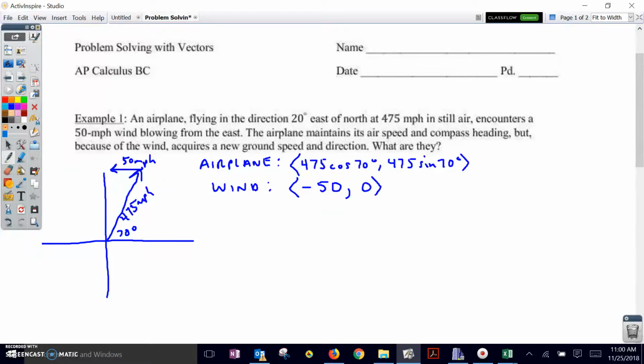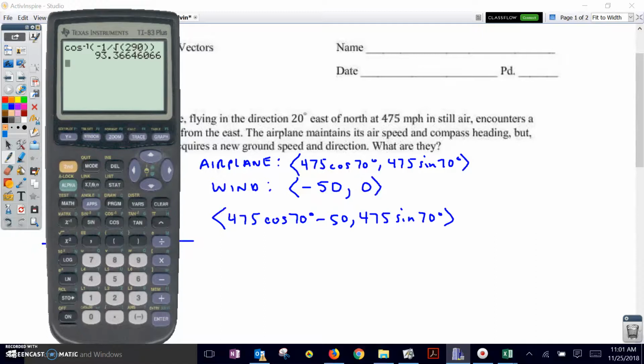And in order to find the new ground speed and direction, what we're going to do is add these two vectors together. We've got 475 cosine of 70 degrees minus 50, and 475 sine of 70 degrees. And this vector will represent the plane with the wind impacting it.